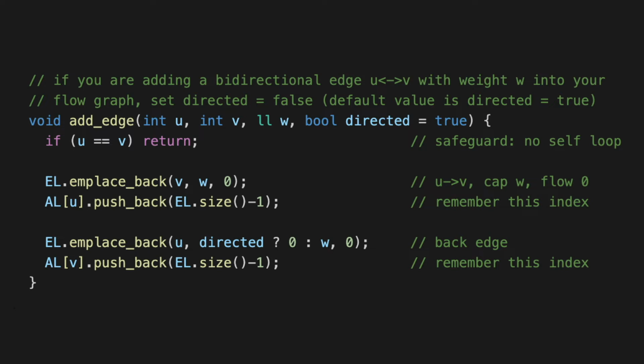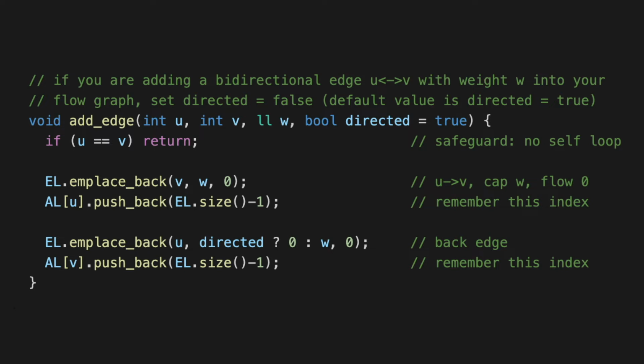So that's why you see this little snippet here which says that if directed is true, then set the capacity of this edge to 0. This is really an artificially introduced back edge. On the other hand, if it's not directed, it's an undirected graph, then set the capacity of this edge to be W, which is the same as the capacity of the original undirected edge. So that's essentially how we add edges into this system.